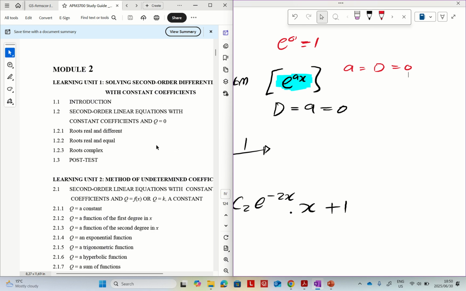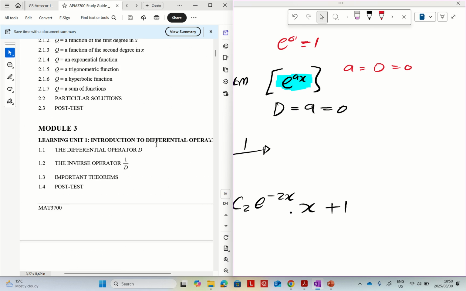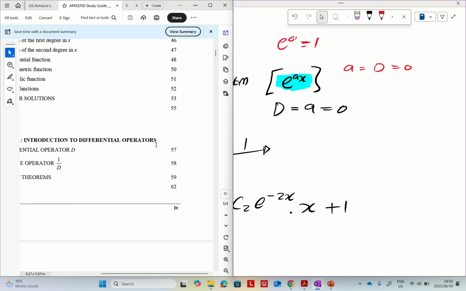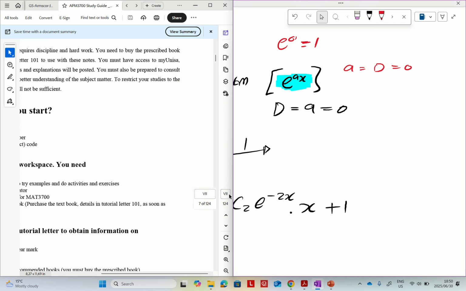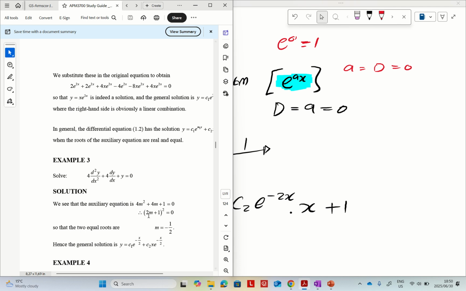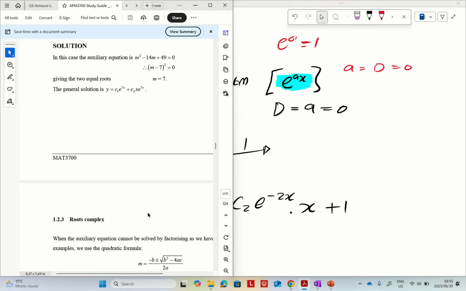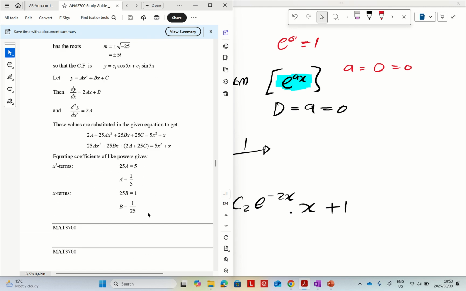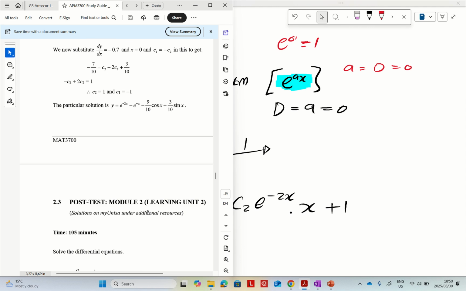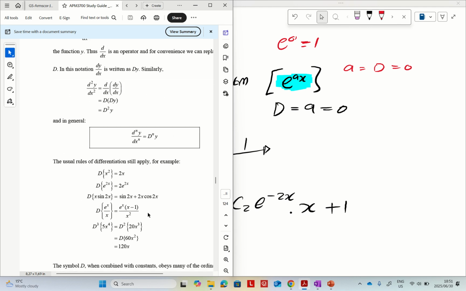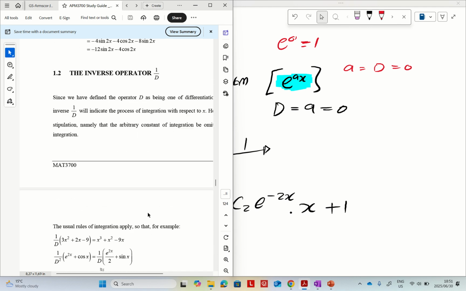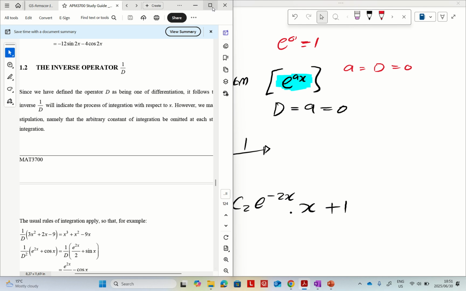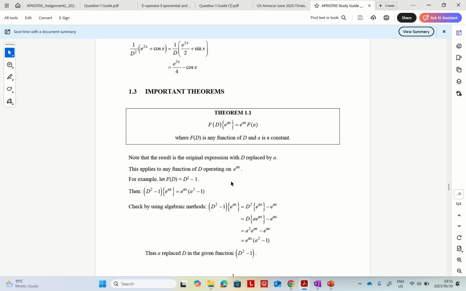So we're gonna go to the operators quickly. It's module 3, page 57. Okay, let me just go to page 57. Still down there under the operators. So that's why you use your theorems. Okay, so I'm gonna present the whole screen for the study guide.